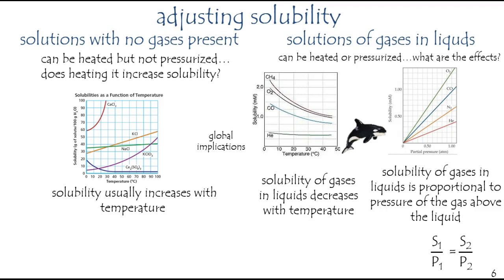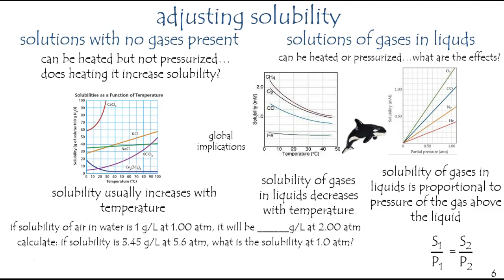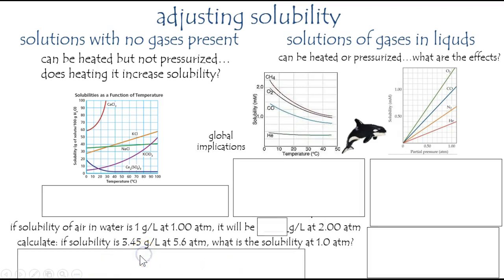Since we have a proportional effect, this comes out as S1 over P1 equals S2 over P2 for your initial and your final gases. And if the solubility of air in water is 1 gram per liter at 1 atmosphere, it will double when we go to 2 atmospheres, to 2 grams per liter. That doesn't show up, but you should have a 2 right there. And if the solubility is 3.55 grams per liter, that's our S1, at 5.6 atmospheres, that's our P1, at 1 atmosphere it should be roughly 6 times less, and therefore the solubility goes down to 0.61 grams per liter.